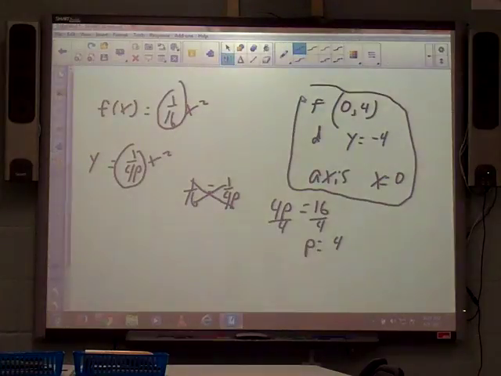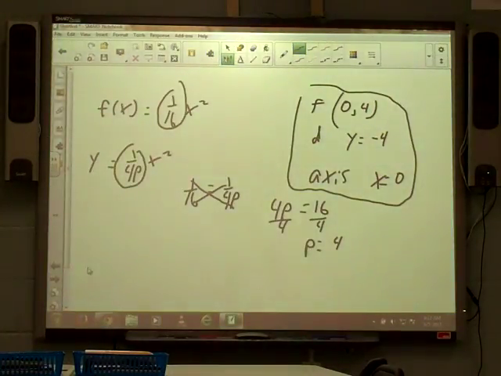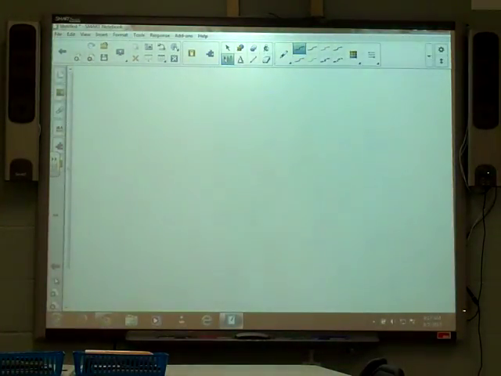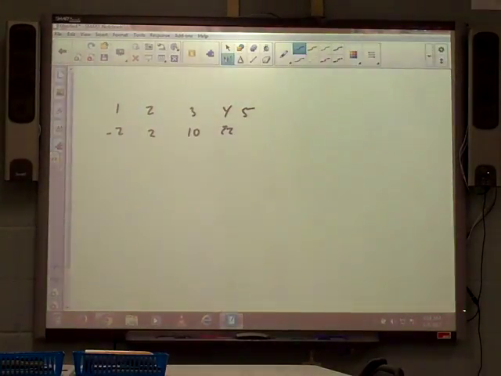Alright, number 5. I'm going to look at the table they gave us on number 5 real quick. It's got a 1, 2, 3, 4, and 5 on the x's. Then on the y's, we've got a -2, a 2, a 10, a 22, and a 38. Alright, it says explain why a quadratic function models this data, then use a linear system to find it. This problem takes a while.